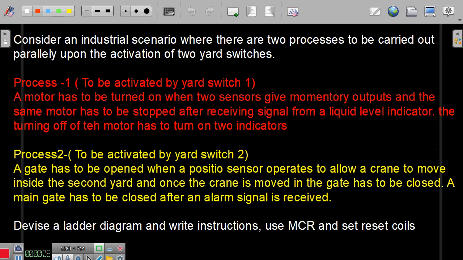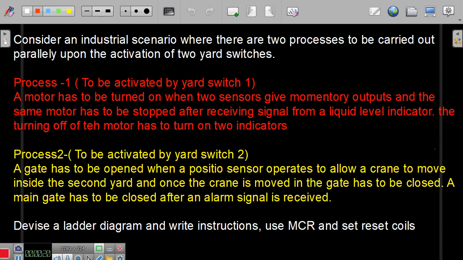Okay, let us look into this particular example. I hope all of you have your pen and book with you. Please do copy this particular problem. I have already typed it in order to save the time.